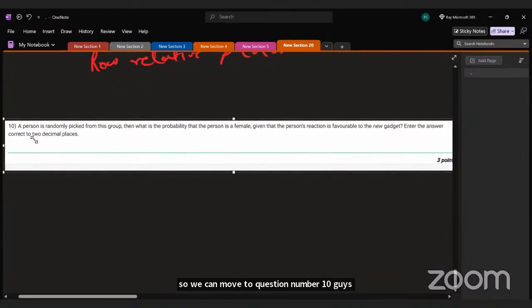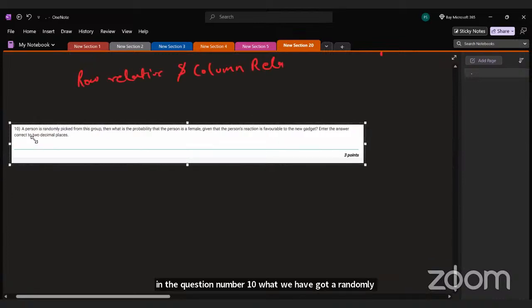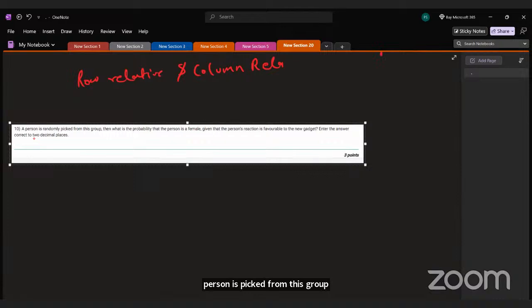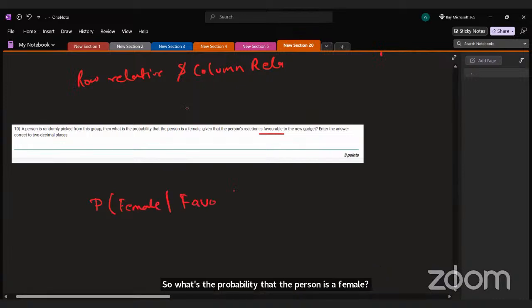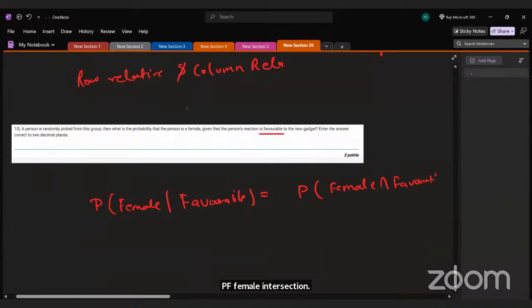In question number 10, a person is picked randomly from this group. What is the probability that the person is female given that the reaction is favorable? That's simply P of female intersection favorable divided by P of favorable. So we are using the Bayes rule here. No, conditional probability.